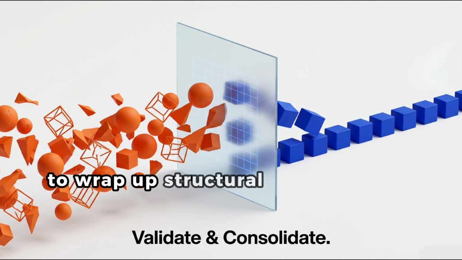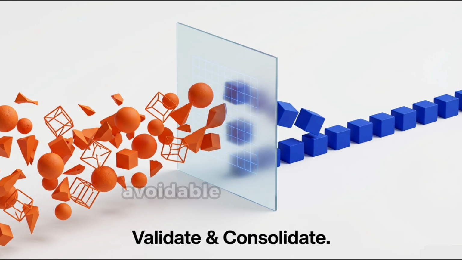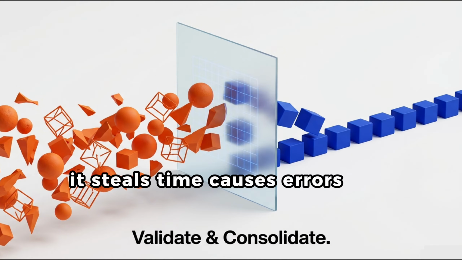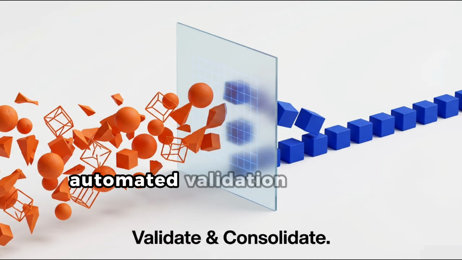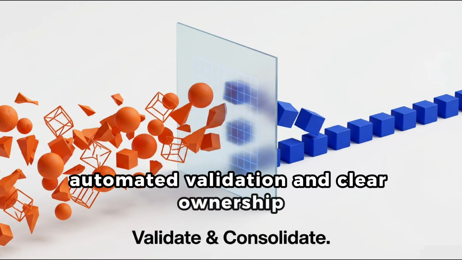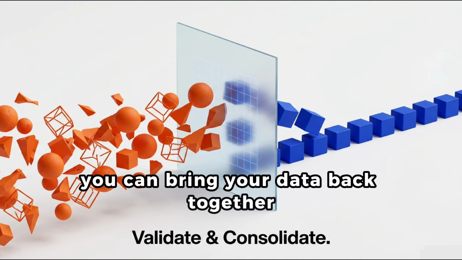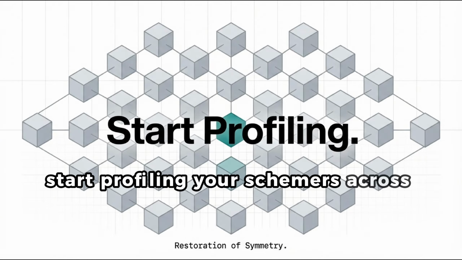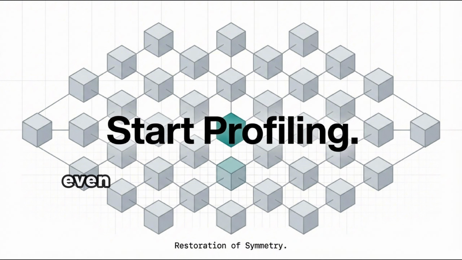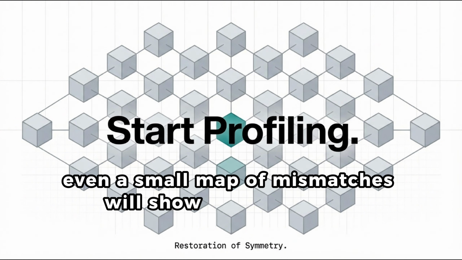To wrap up, structural fragmentation is common, avoidable, and fixable. It steals time, causes errors, and weakens models, but with a canonical model, automated validation, and clear ownership, you can bring your data back together. If you take one thing away today, start profiling your schemas across sources this week. Even a small map of mismatches will show where to focus.